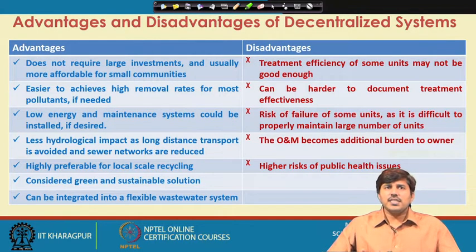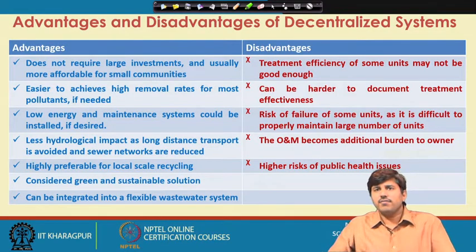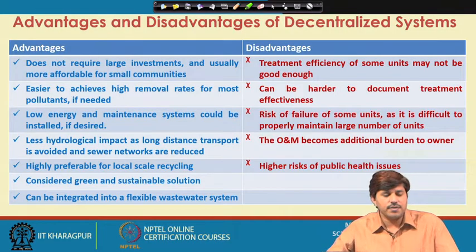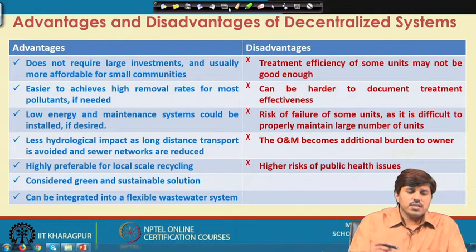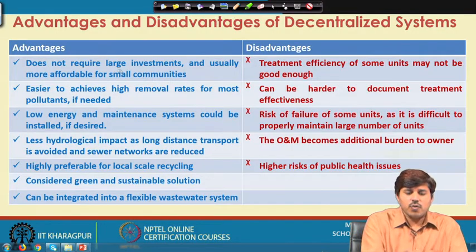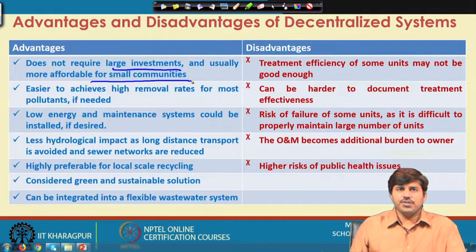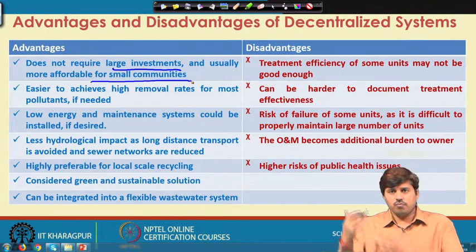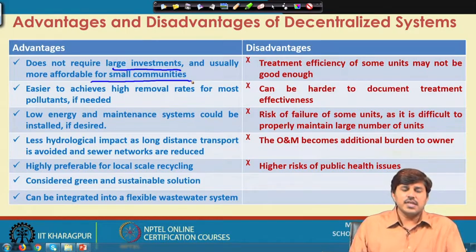So, if we look at the various advantages and disadvantages of these systems, the advantage for a decentralized system is an obvious disadvantage for the centralized one, and the disadvantages of decentralized systems are relative advantages for the centralized system. If we see, decentralized systems do not require large investment and are usually more affordable for smaller communities. So, that is one point where they score more over the centralized system.